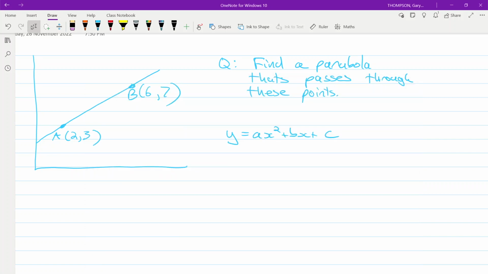Greetings. I'm just running through a problem that I presented to my Year 10 class recently, which is: here's a straight line with 2 points on the line. Find a parabola that passes through these points on this line. Now, there are an infinite number of solutions to this question, so that's a bit of a clue.